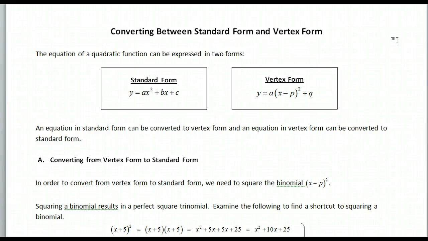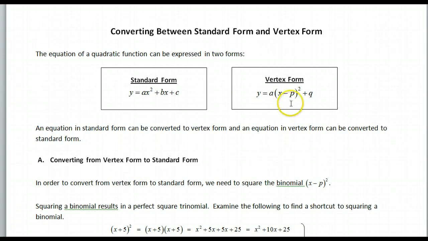This is the worksheet on converting between standard form and vertex form. And what we can notice is that we can express a quadratic function in standard form, y equals ax squared plus bx plus c, or in vertex form, y equals a(x minus p) quantity squared plus q. And on this worksheet, we'll be converting from one form to the other.